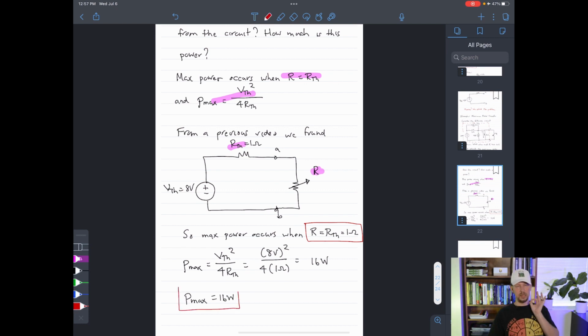If you change that variable resistor to have any other value other than 1 ohm, you're always going to get less than that. Even if you decrease the resistor value or increase it, you can go to half an ohm or 1,000 ohms or 10,000 ohms or anything you want. You're going to get less power than that.